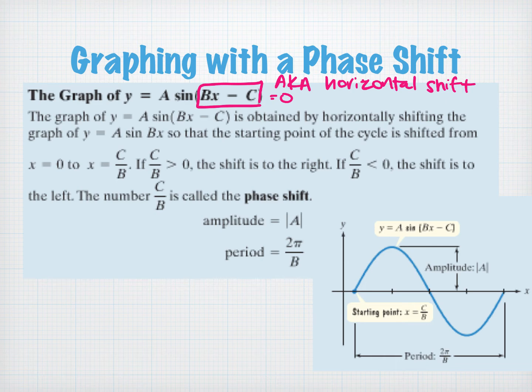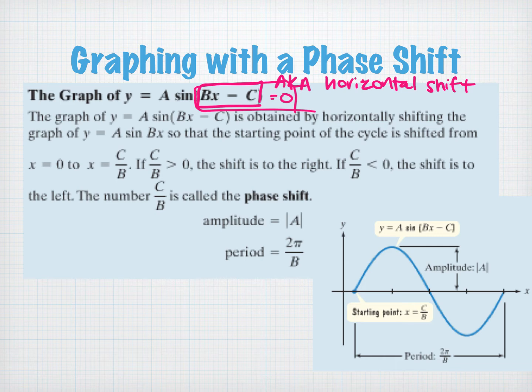You can also do like C over B, but people confuse the signs, so I would recommend this. Take whatever's in the parentheses, set it equal to 0. If it's positive, you are taking that and adding it on to all the key points. If it's negative, you're taking it, subtracting it from all the key points.